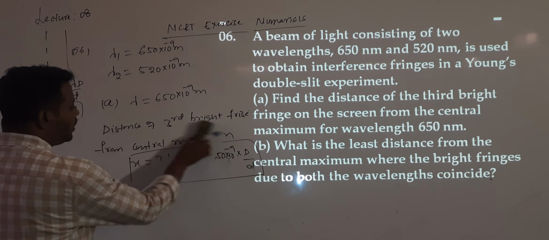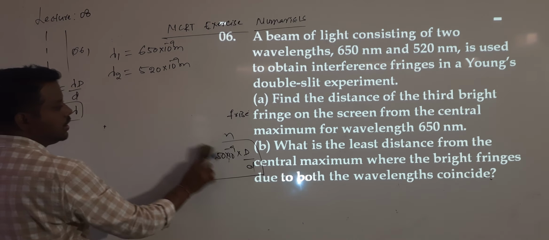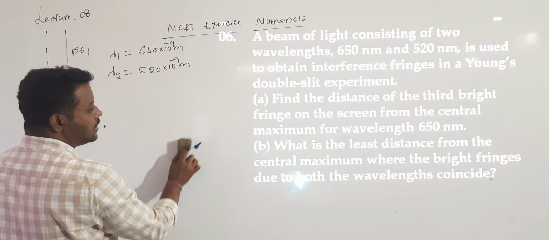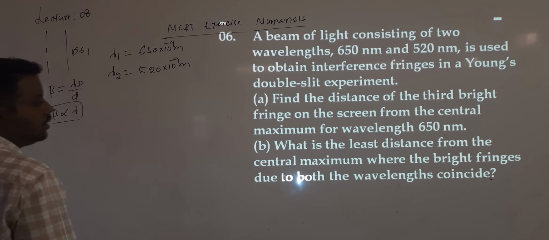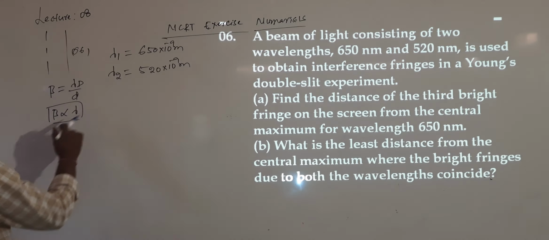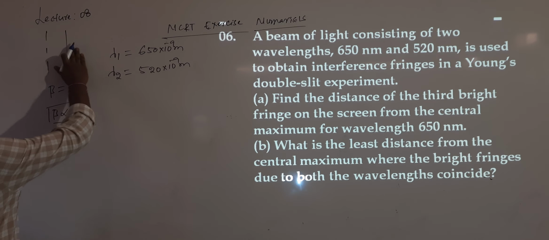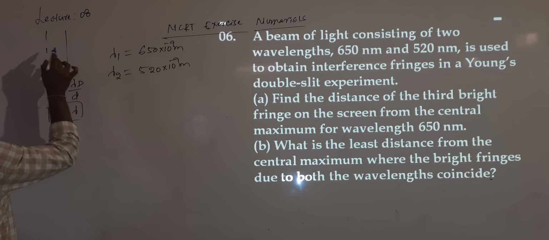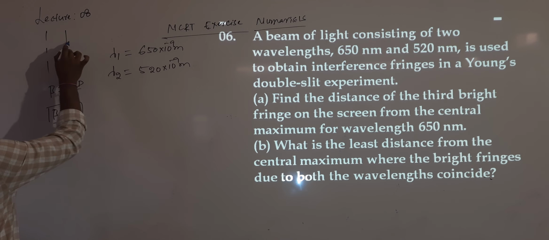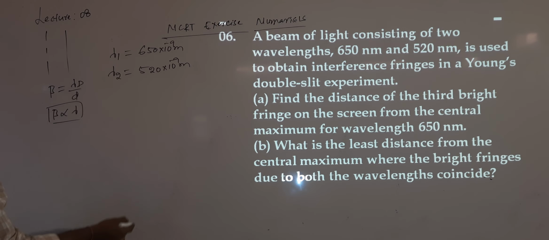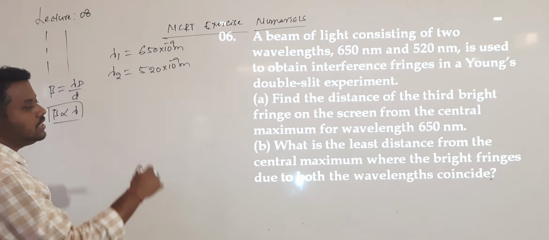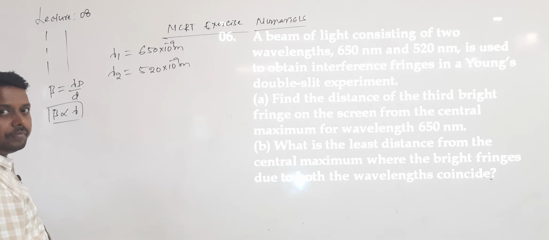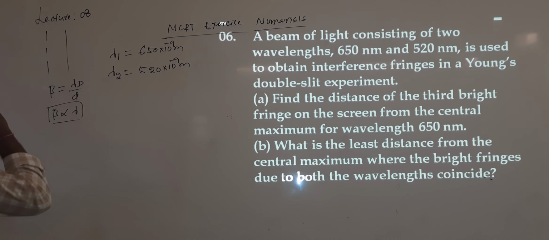The second question is very important. What is the least distance from the central maxima where bright fringes due to both wavelengths will coincide? Now in this, what happened? There are chances. The first time when they illuminated with one light, I got fringes. The second time when I illuminated with another light, I got fringes. These fringes and those fringes are to overlap.